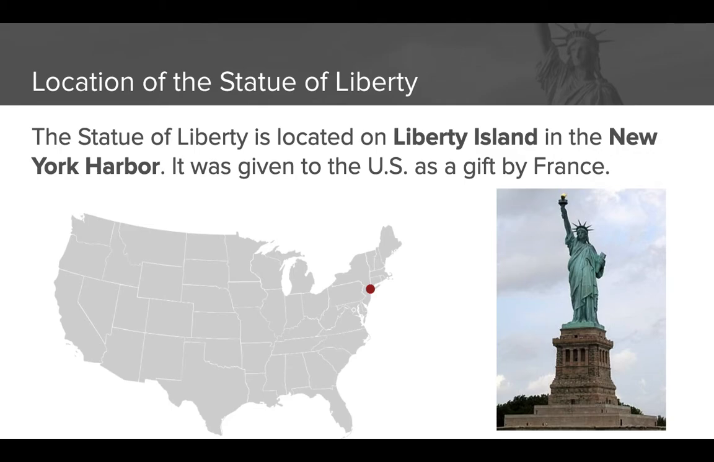It was given to the US as a gift from France. Not really sure why France chose to do that, but they did, and it is now located on Liberty Island in the New York Harbor. So you don't need to know both Liberty Island and New York Harbor. You can just choose whichever one is easiest to remember. Liberty Island might be easier because it's the Statue of Liberty, but either one, whatever is easiest for you.